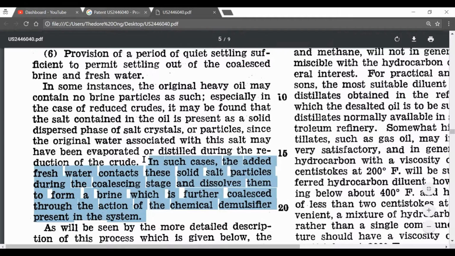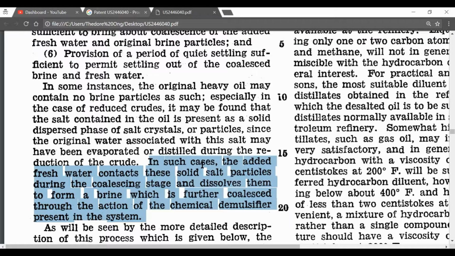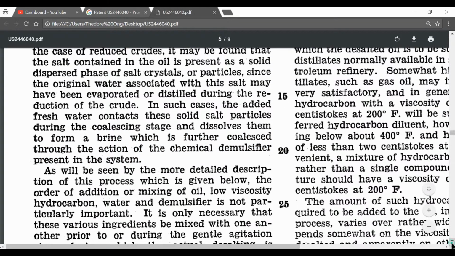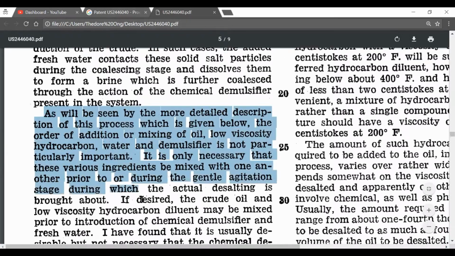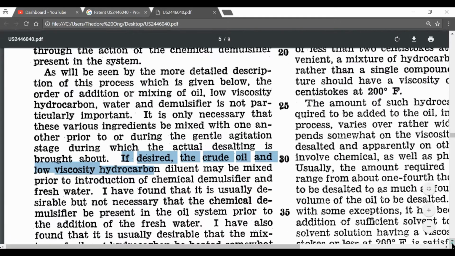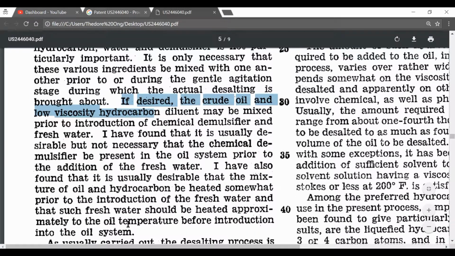So in such cases, if you still want to desalt the reduced crudes, the long and short residue, you have to add fresh water to dissolve these solid salt particles to form a brine. Then the chemical demulsifier must also be added. So this is the detailed process. So it's outlining what the invention is about here.